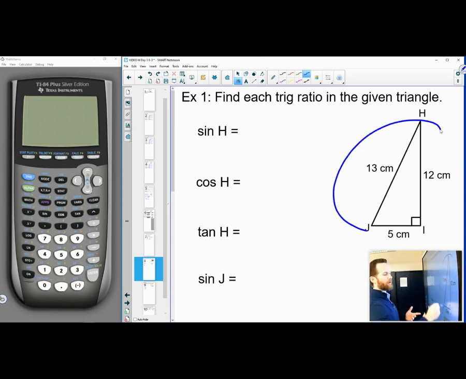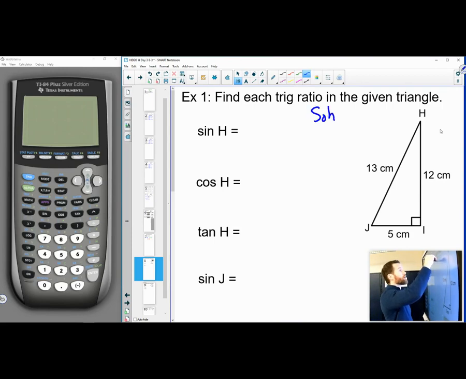They give us this triangle HJI, and what we need to do is find each trig ratio, meaning trigonometric ratio, in the given triangle. And when we're looking for these trig ratios, the first thing we should either think or write down is SOHCAHTOA. So that's what I'm going to do. I'm going to write down SOHCAHTOA.